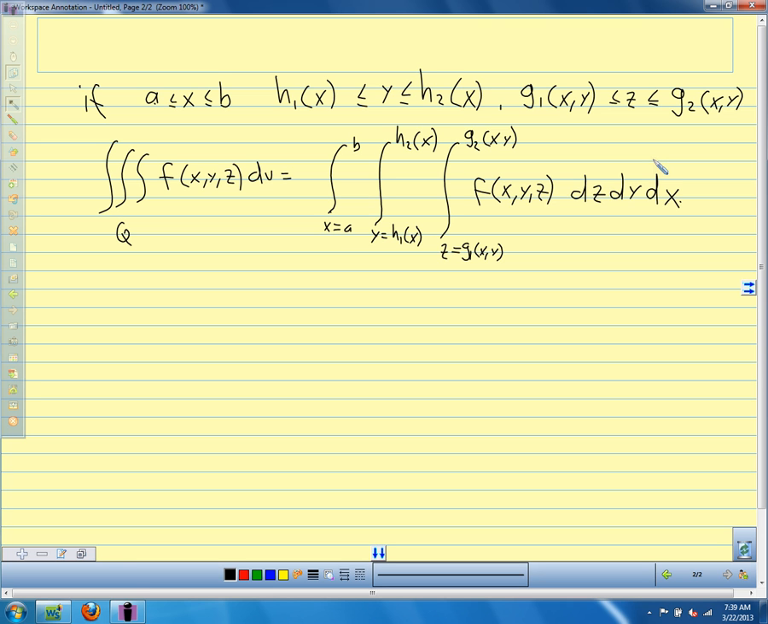So questions on our setup here? All right, let me see where we are. Let's do one or two quick examples with triple integrals, and then we'll talk about applications.